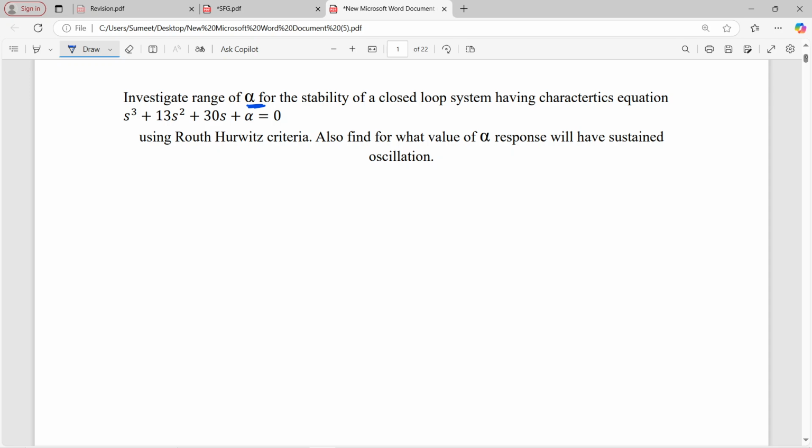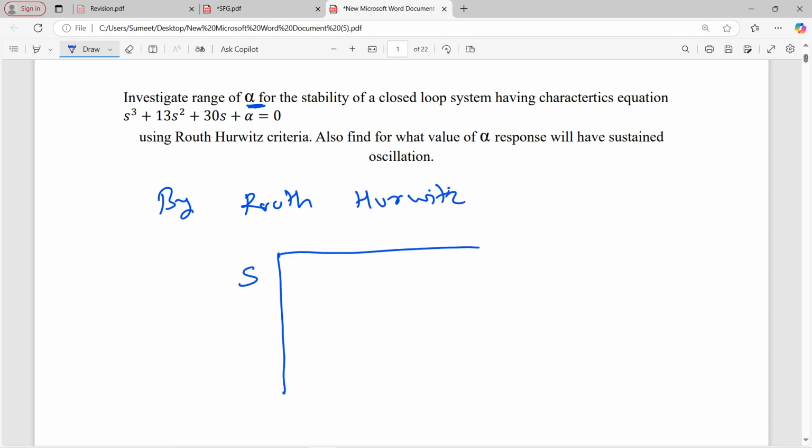Okay, and we are having one characteristics equation which is s cube plus 13s square plus 30s plus alpha equal to 0. So first of all, by Routh-Hurwitz, we have to form this type of table. So here we have to write the highest power which is s cube, then s square and s raised to power 1 and lastly s raised to power 0.